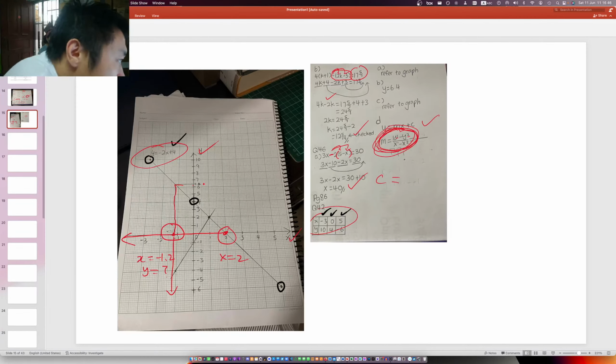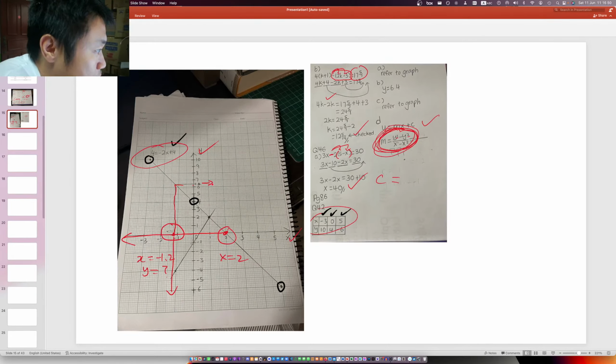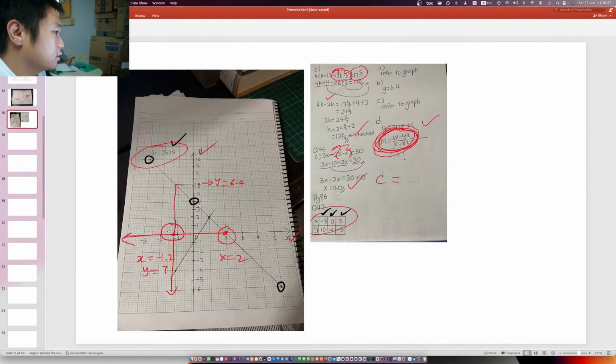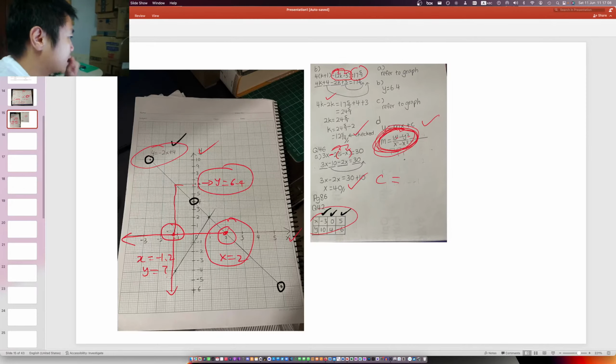Is it 6.2 or 6.4? 6.4. Okay, good. What 6.4? y equals to 6.4. Write down y equals to 6.4. So the direction to the right and the direction up both give you an answer. This gives you y equals to 6.4, and this gives you x equals to 2.